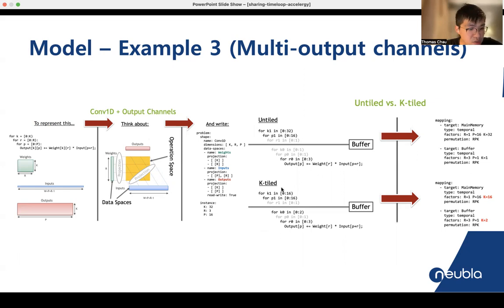The second one is K-tiling, in which the dimension K is chopped into multiple levels, like the example shown here. For instance, R equals 3 times K equals 2 tiles are allocated to the buffer. Here, the innermost loop is still output stationary, and the loop at the buffer boundary is input stationary. Such tiling increases the level of input reuse by putting a larger tile of weight in the buffer, and therefore reduces the input access to the main memory.